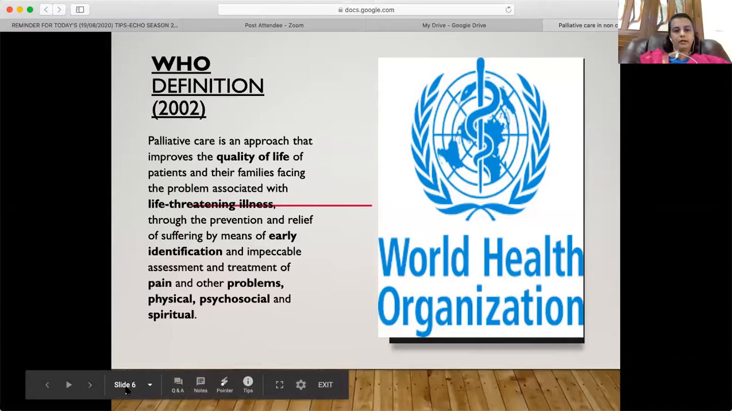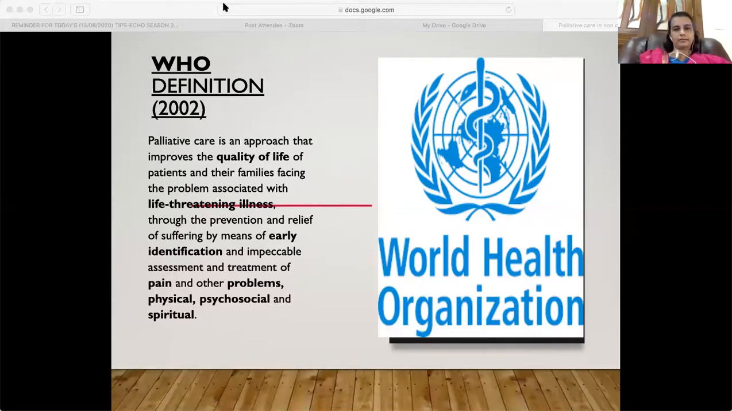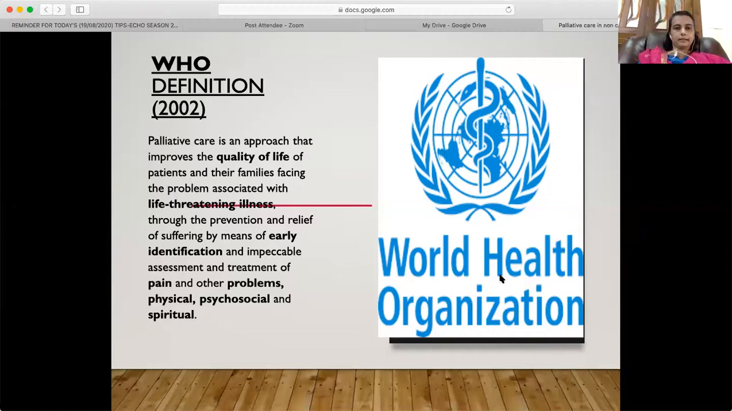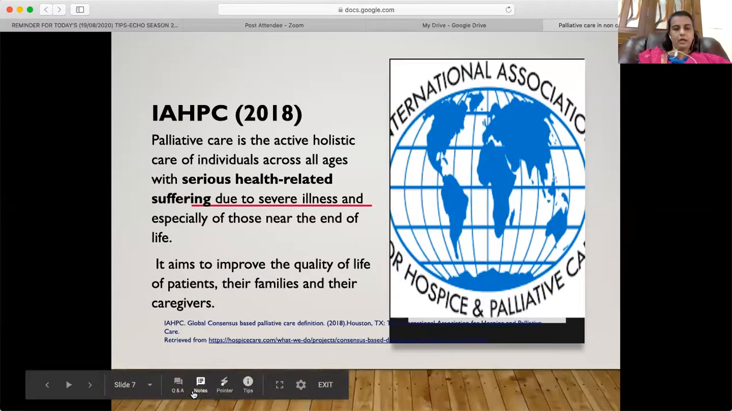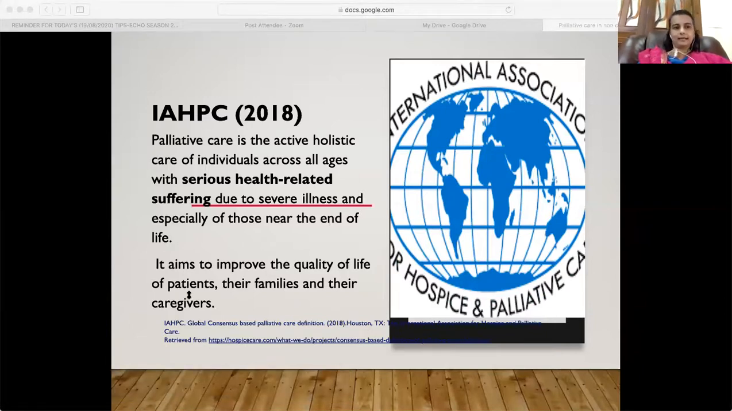You must already be familiar with this definition of palliative care, which was told by WHO in 2002, where they said that the focus is on patients with life-threatening illness and how we aim to relieve their suffering. But things have changed after that, and I'm sure you have heard about the new definition, which has been coined by IHPC in 2018, where we have a new term called serious health-related suffering.